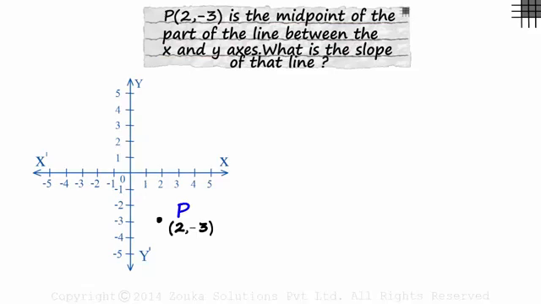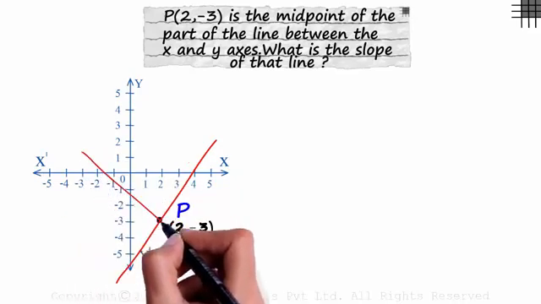One line we can draw is like this. It passes through the first, third, and the fourth quadrant. So maybe the question is talking about P being the midpoint of this segment. It is formed between the x and the y axis. Is there any other way in which a line can be drawn through P? Can we have a line like this?